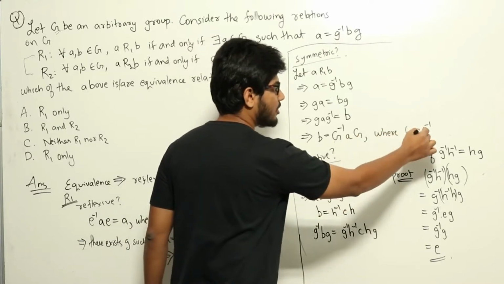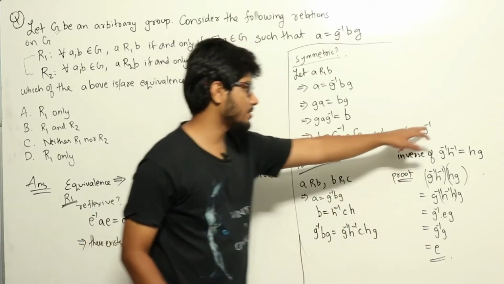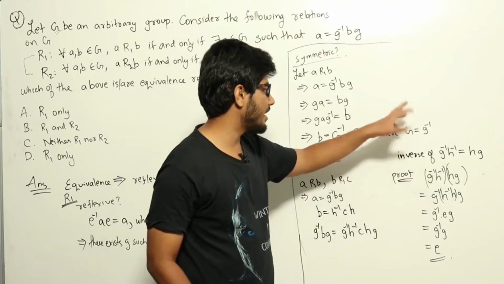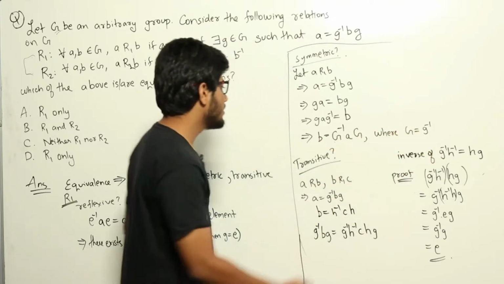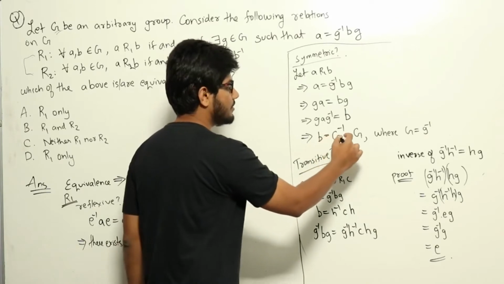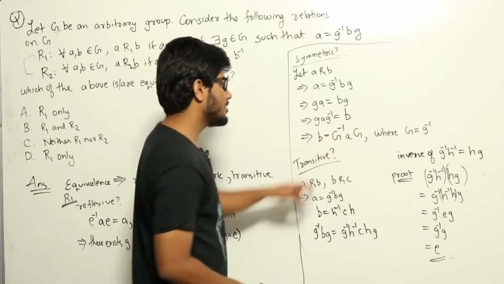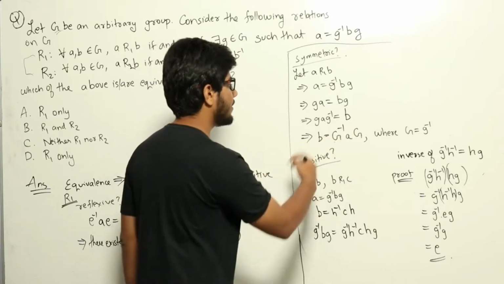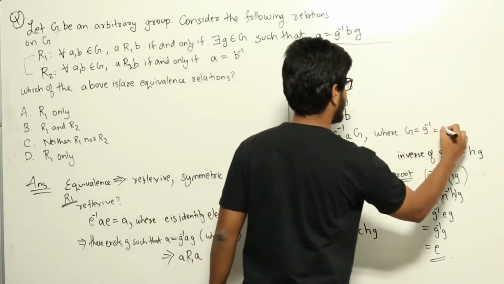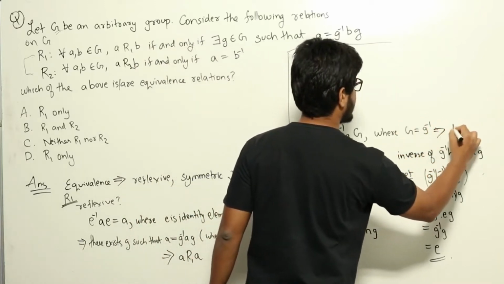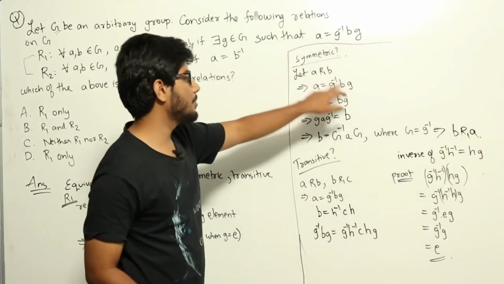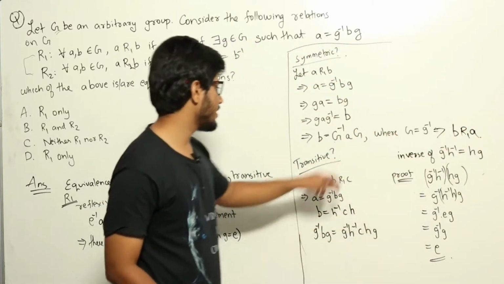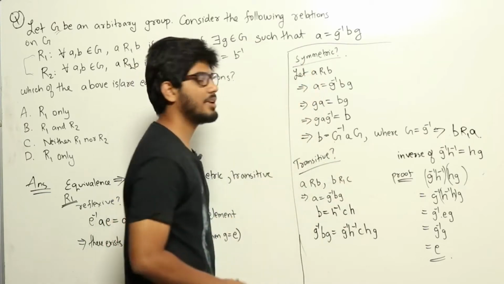Since the small g belongs to the group, g inverse also belongs to the group, so we can take some other G which is equal to this g's inverse. This way I have shown that B also equals G inverse into A into G, which means B is related to A. So if A is related to B, B is also related to A. That's what I have shown here. So this relation is symmetric as well.